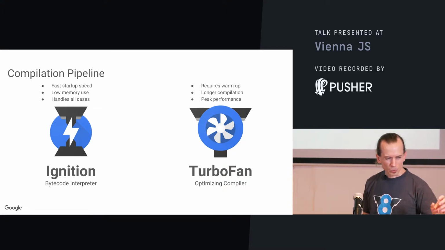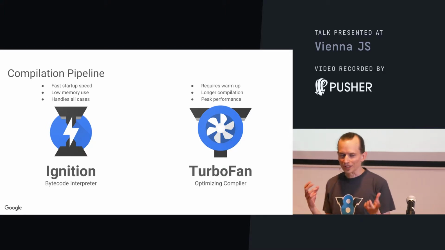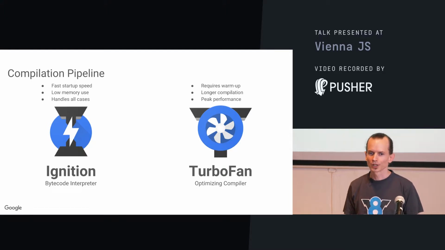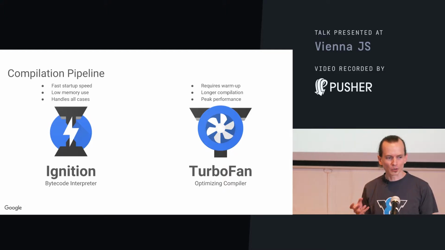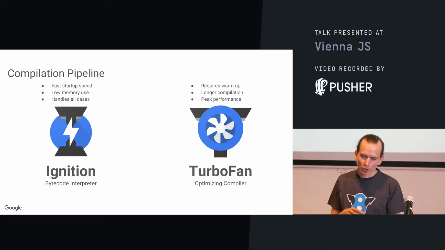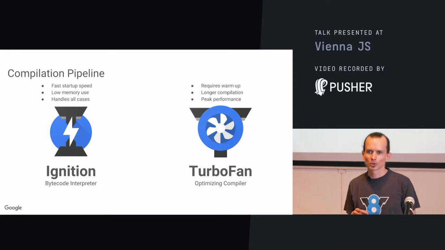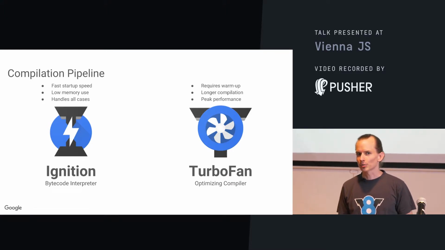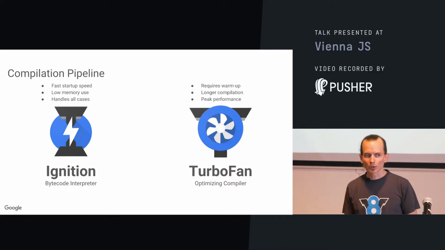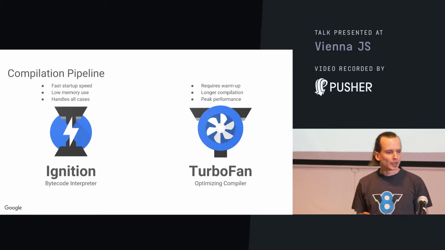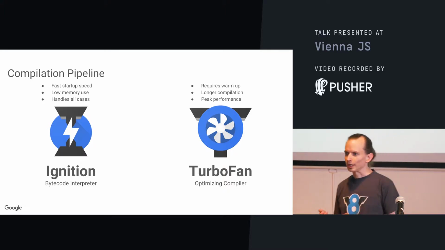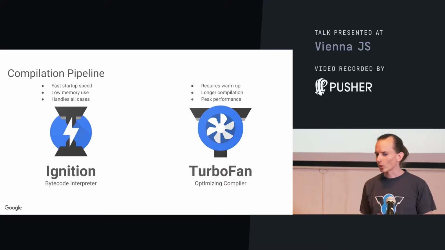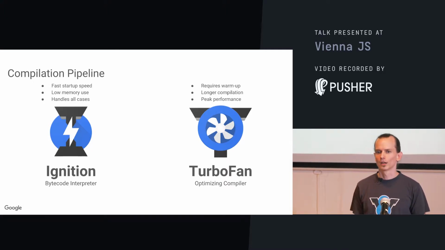So why do we have these 2 big things? Why do we need 2 compilation tiers? We don't just add those because we like complexity so much, but there is a certain trade-off between those 2 things. Ignition, on the one hand, provides us with a fast startup. It has a low memory footprint, and so we get to execute the JavaScript application quickly. We don't use much memory, and we can observe it for a while. And also, Ignition handles all cases. So that means whatever crazy thing the application throws at us, we can handle it.